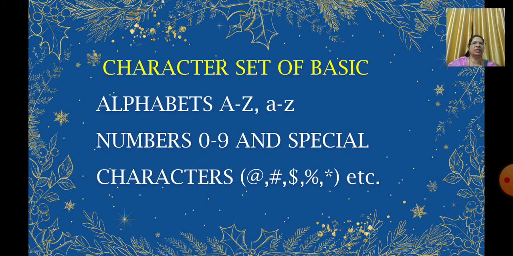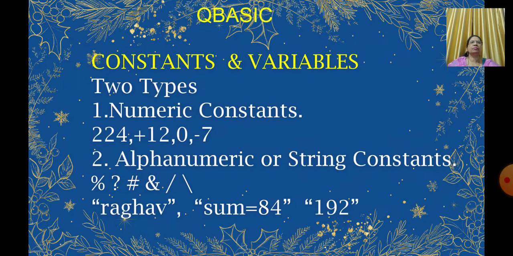Understood children? The character set is a set of symbols which are used in a programming language. So, Basic uses alphabets, that is A to Z capital letters, small letters a to z, numbers 0 to 9, and special characters @, hash, dollar, percentage and asterisk. These are all the character set of Qbasic.